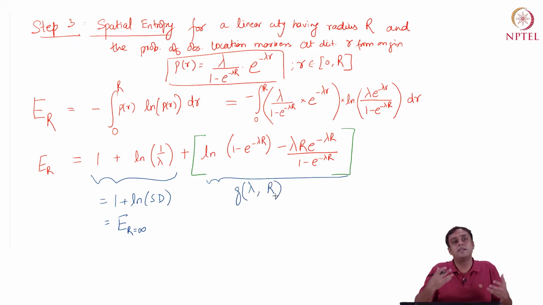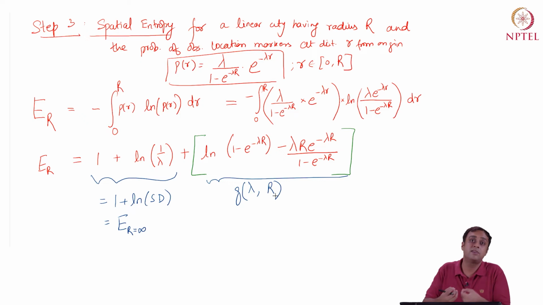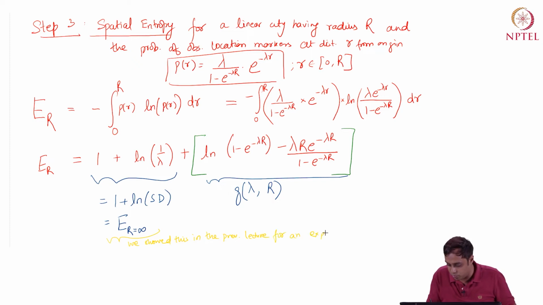So there is a recurring pattern here, that the functional understanding of how different moments for the spatial distribution depend is critically this radius of the monocentric city that we are looking at. So I'm just going to say that if you feel confused about this E infinity, well, you can always go back to the previous lecture, where we showed this for an exponential distribution.